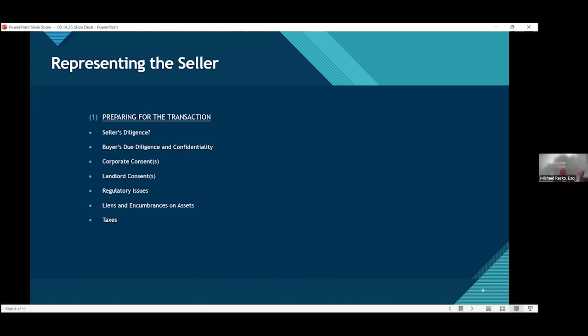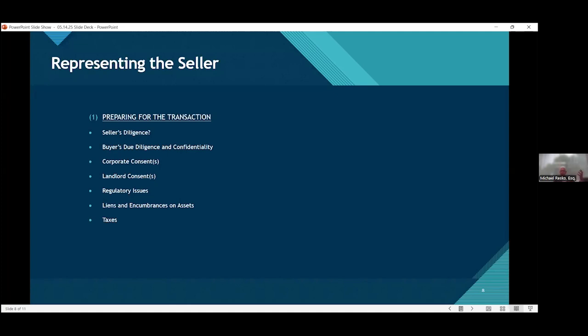You're also going to require some confidentiality. Your expectation is that this deal is going to go through, but you want to make sure, first of all, that your buyer is bona fide, that they have a legitimate interest, that they're not just wasting your time, and that any information you give to them is going to be kept confidential. I mentioned this before, corporate consents.